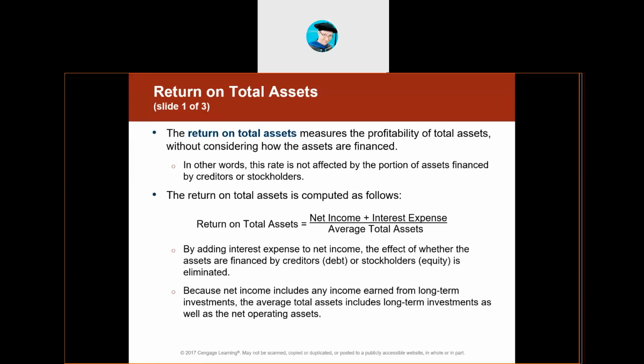To figure that out, I take my net income plus interest expense divided by average total assets. Net income and interest expense are on your income statement. Average total assets: you take your beginning of year plus your end of year divided by 2. And as you know, assets are found on the balance sheet.